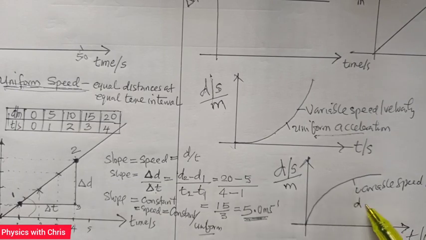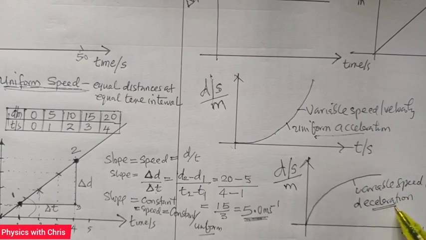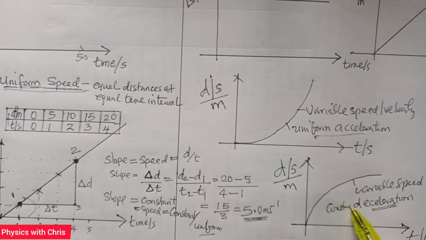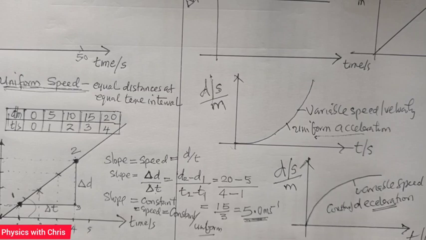So this is the same thing as the graph of deceleration. The body is decelerating at a constant rate. And if the speed reduces at a constant rate, it means that it's a graph of constant deceleration. It curves continuously downwards, as you can see in these graphs of motion.